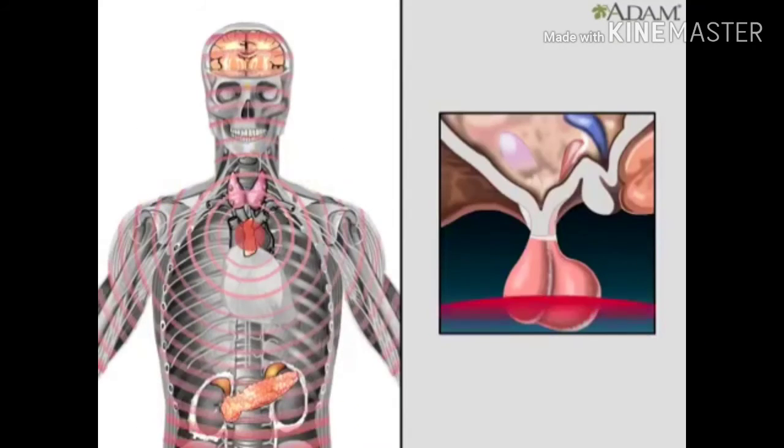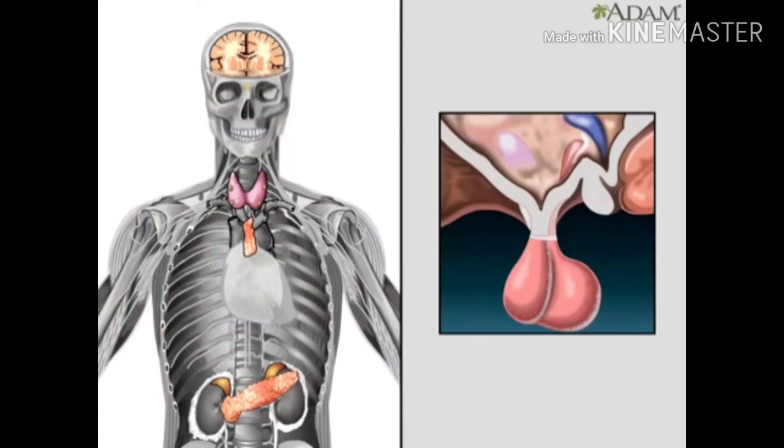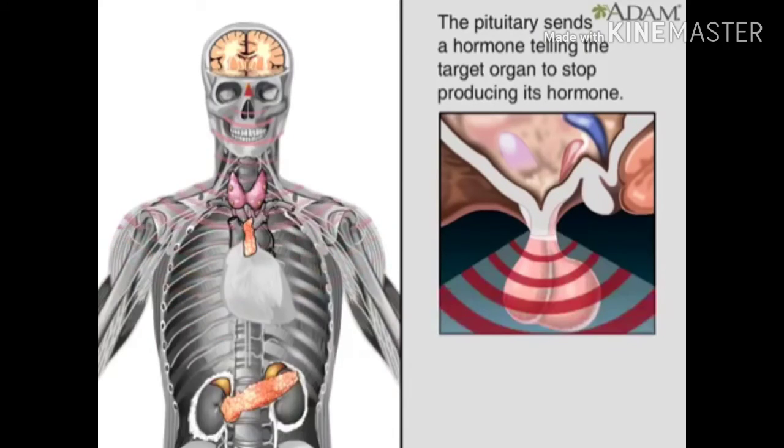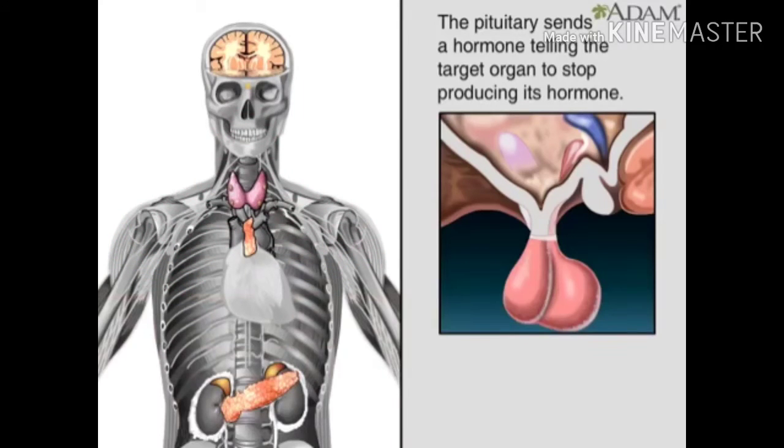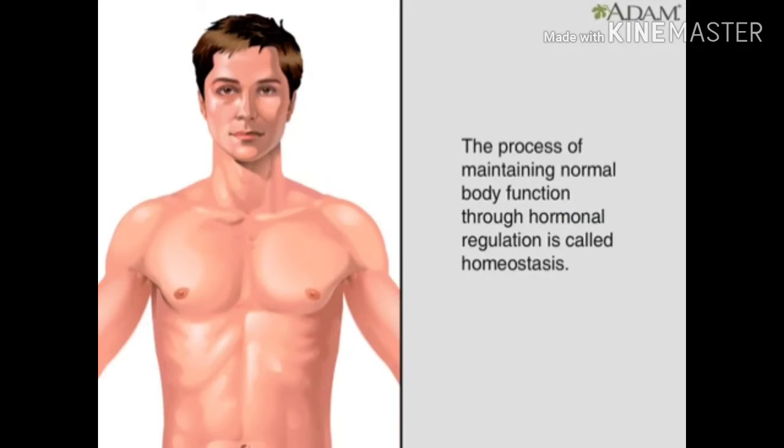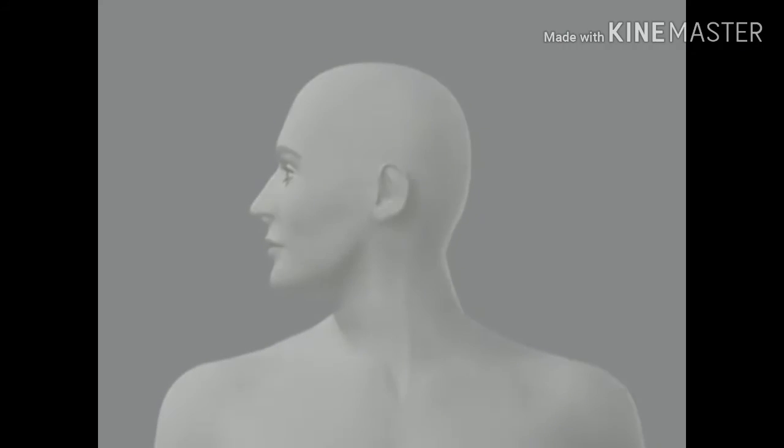The system maintains its own balance. When the hypothalamus detects the rising level of hormones from a target organ, it sends a message to the pituitary to stop releasing certain hormones. When the pituitary stops, it causes the target organ to stop producing its hormones. The constant adjustment of hormone levels lets the body function normally. This process is called homeostasis. The endocrine system is composed of 10 glands in different parts of the body.